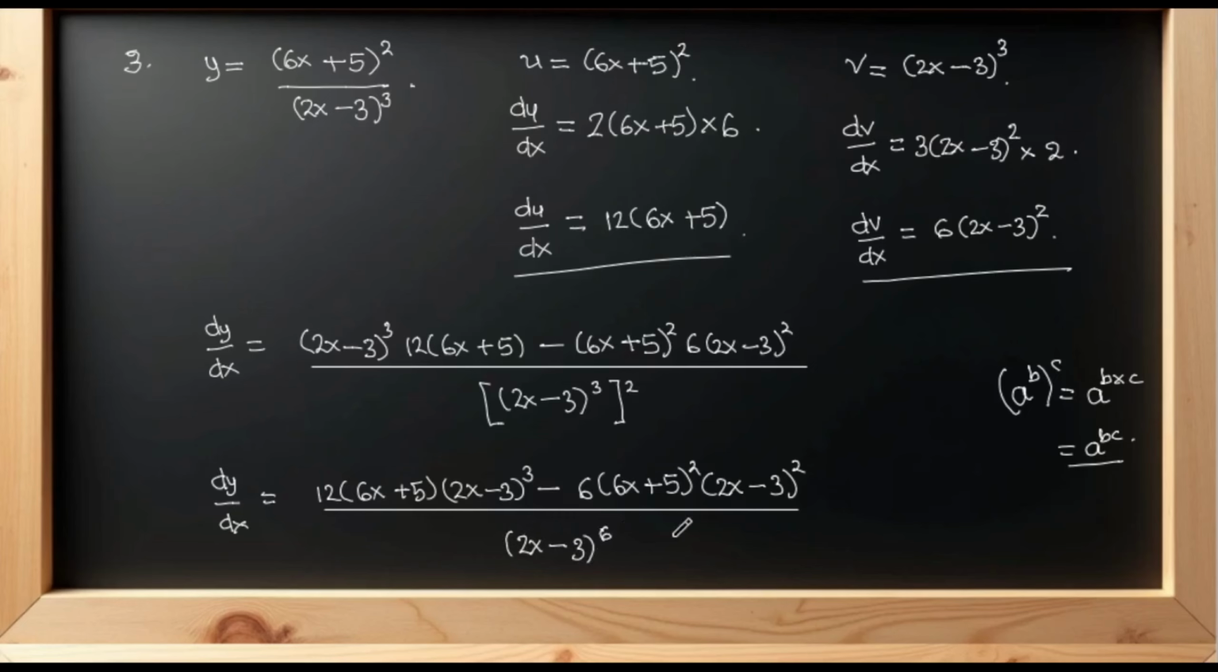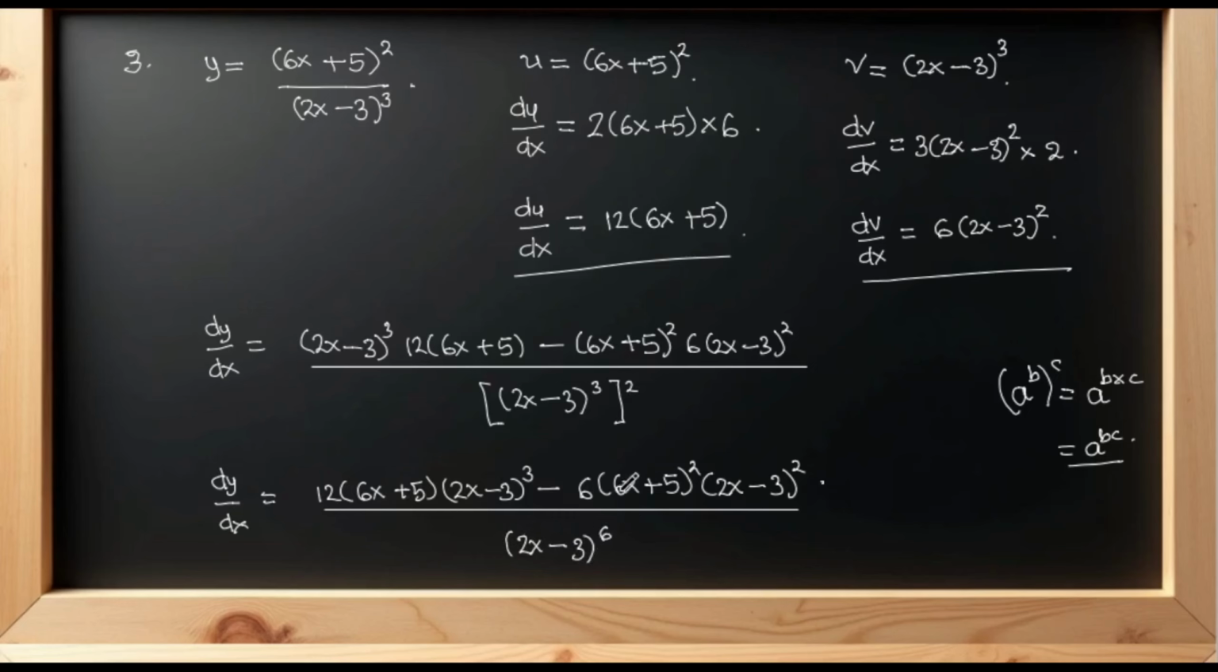Now as we study the numerator here, we see that some terms are common. Let's start with the numbers 12 and 6. So 6 is common in 12 and 6. Then we come here, 6x plus 5 is common with the other 6x plus 5, so we can pull one of it out. And then here 2x minus 3 raised to the power 3 is also common with 2x minus 3 raised to the power 2.